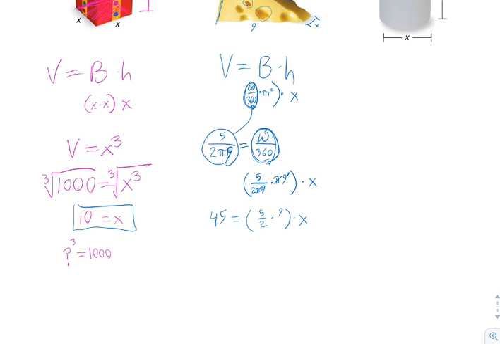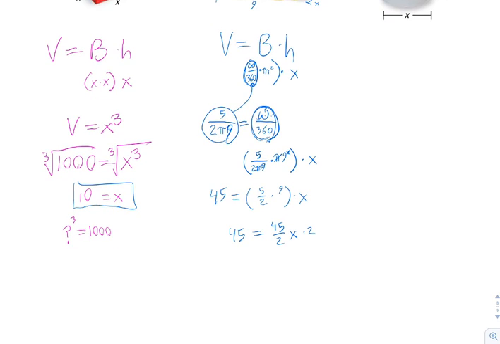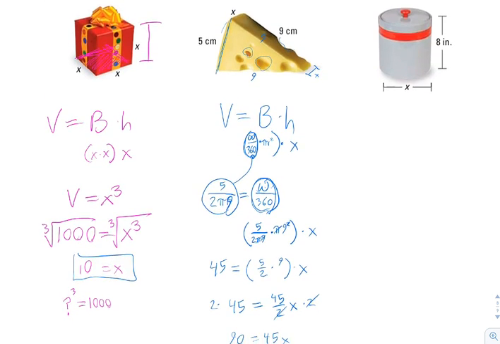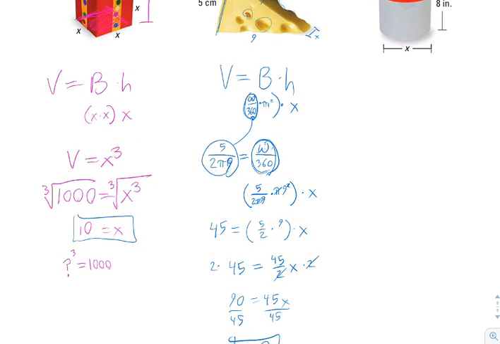So just simplifying this, 45 equals 45 over 2x. And then I'm going to multiply by 2 on both sides just to get rid of that 2. So I get 90 equals 45x. Divide both sides by 45, and we get x equals 2. Man, that was a fun problem if you're looking at it like a circle. If it was a triangle, the way you'd find the area of the base is, again, just splitting that isosceles triangle in half using Pythagorean theorem and so on.